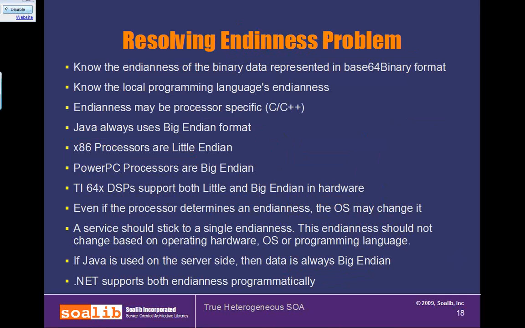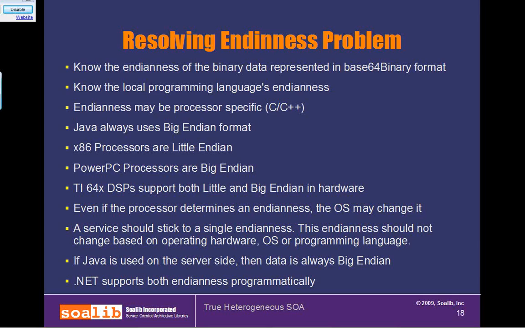Resolving the endianness problem. The first thing is that the client must be informed about the endianness of the binary data. The client must also know its own endianness. If the two endianness don't match, then endian conversion is required. The endianness may be processor specific, as used by C and C++ compilers, because C and C++ compilers are running on an operating system, and whatever the operating system endianness is going to be is what the C and C++ compilers' endianness will be.